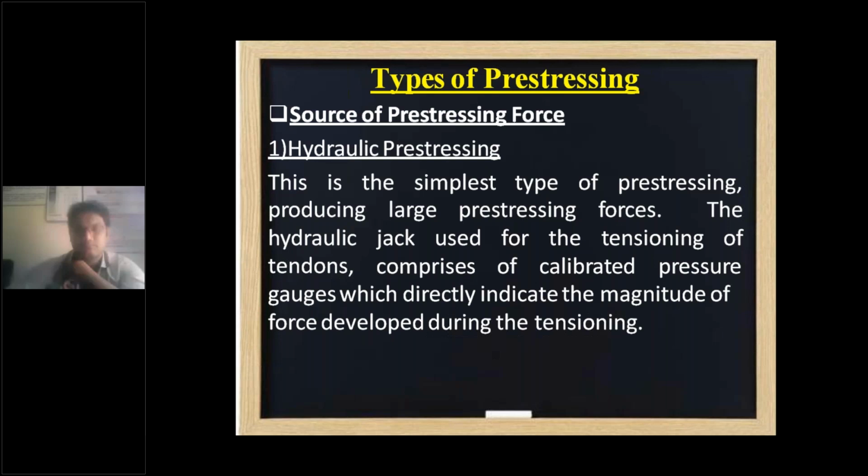Very important, don't get confused. If they ask you system, you can write pre-tensioning and post-tensioning. If they ask you types of pre-stressing in terms of force, you can write these three: hydraulic pre-stressing, mechanical pre-stressing, and thermo-electrical pre-stressing. So let me show you videos of how the hydraulic pre-stressing works, how the mechanical pre-stressing works, and how the thermo-electrical pre-stressing works. Then we will discuss in detail.